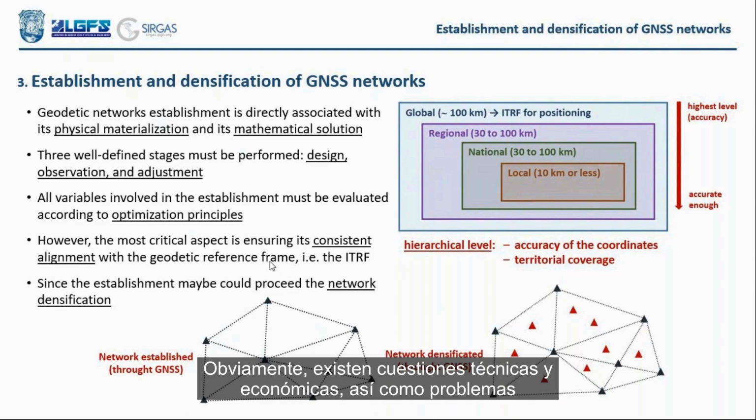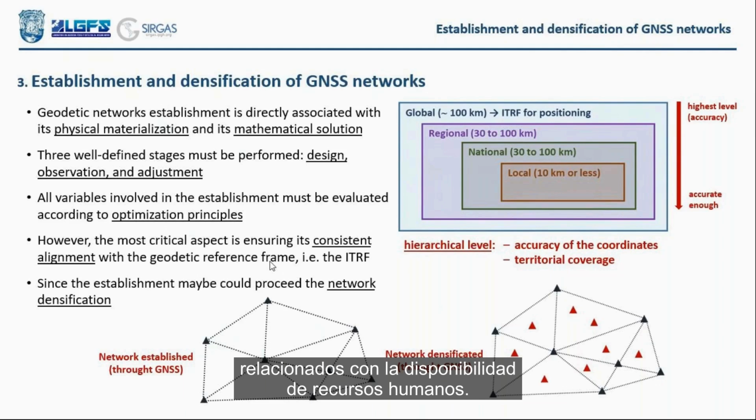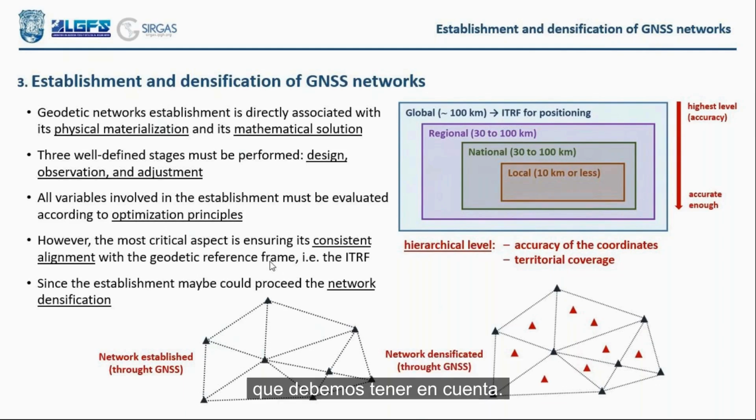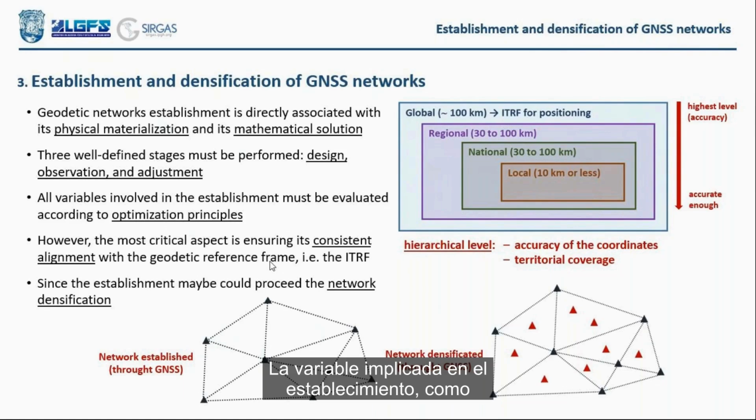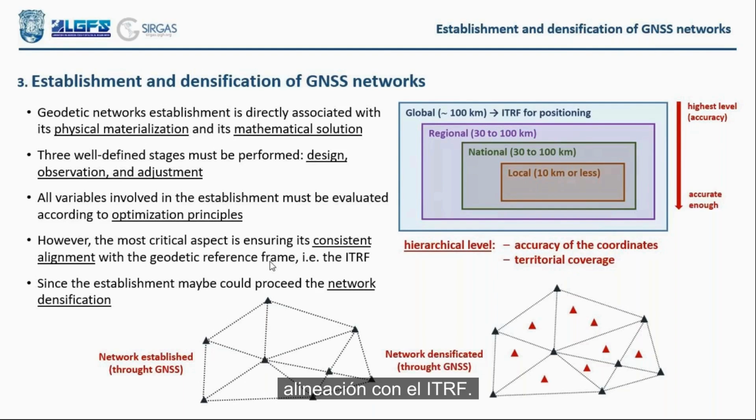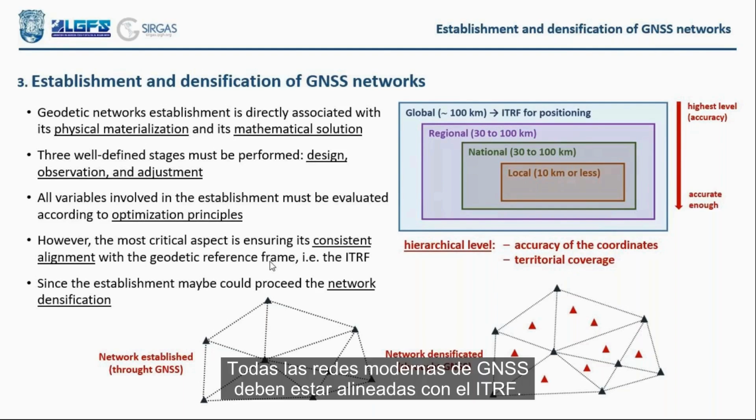Obviously, there are technical and economic issues as well as human resources supplies that we need to consider. The variables involved in the establishment, like network geometry, the occupation regime, the quality of the determination, etc., need to be evaluated according to optimization principles. But the most important aspect here is ensuring the consistent alignment to the ITRF. All modern networks, GNSS networks, need to be aligned to the ITRF.